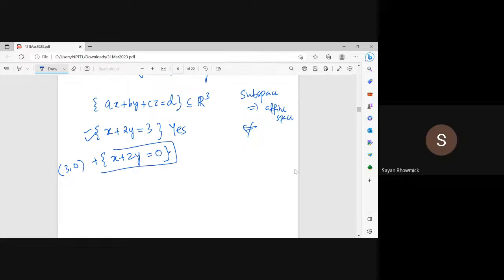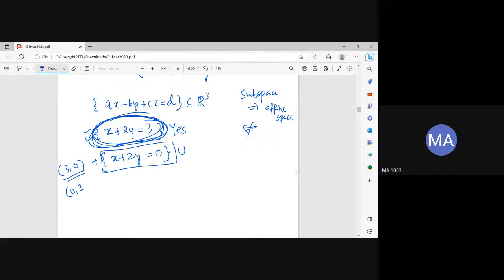Ma'am, we can actually derive this, how this 3, 0 came. I guess x equals 3 minus 2y, and we put that and break it down. You take any point on this line. When you add it with this, you will get the affine space. That is easy. It should give you 3. Any point on this line, x plus 2y should give you 3.